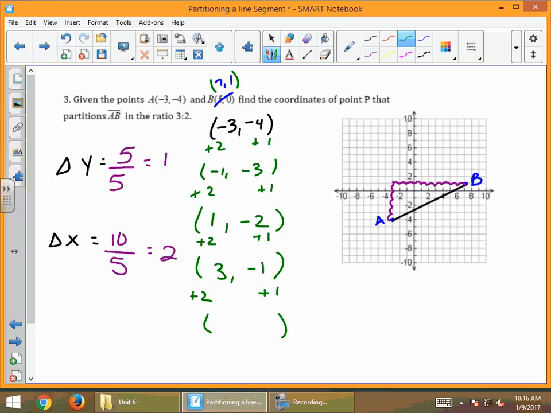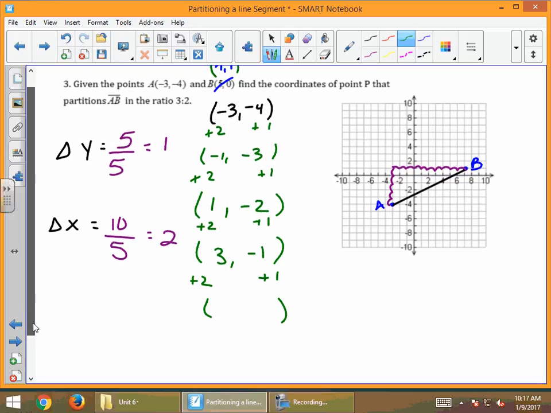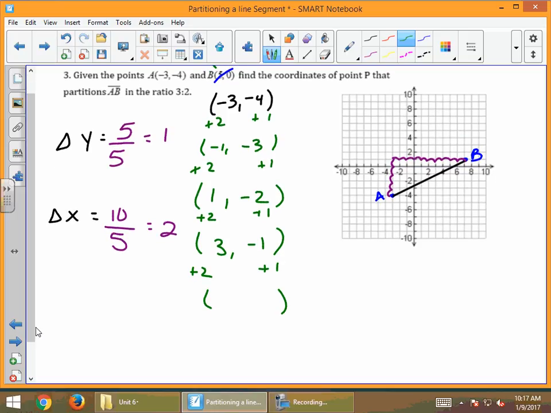Same steps every time. Some problems are a little quicker than others. 3 plus 2, what are we giving you? 5. -1 plus 1? 0. No, not there. But one more time, we finally get that second point. 5 plus 2 is 7. 0 plus 1 is 1.